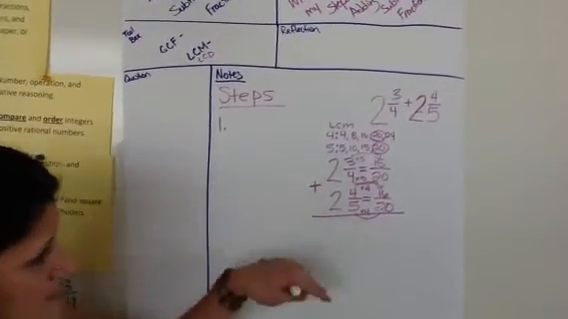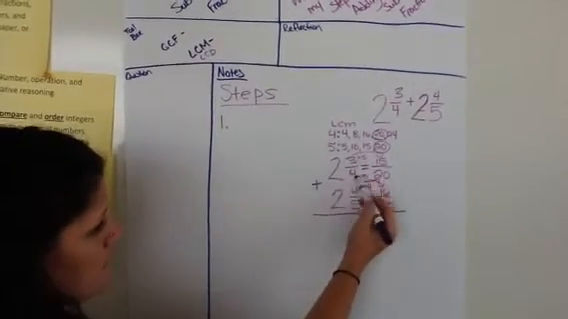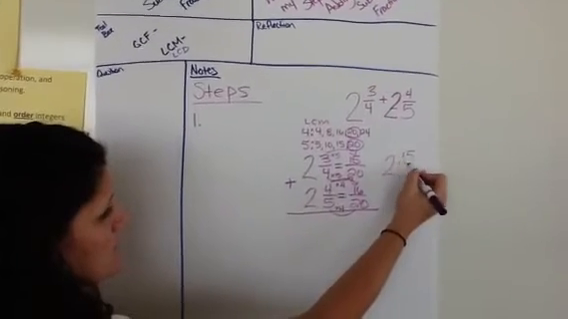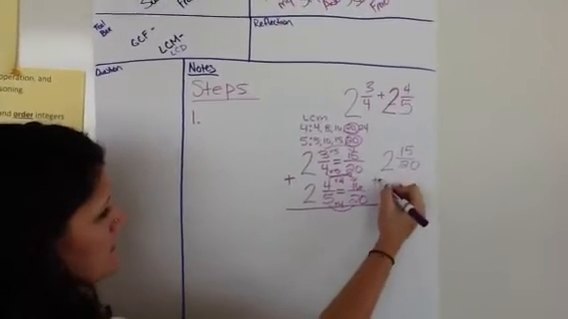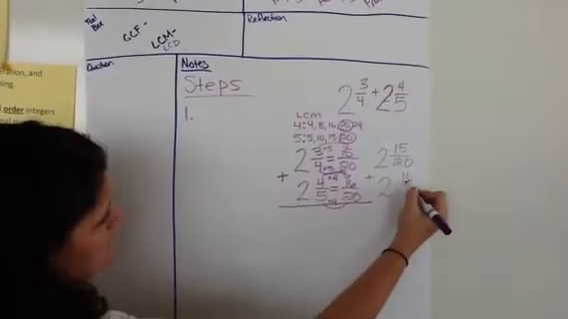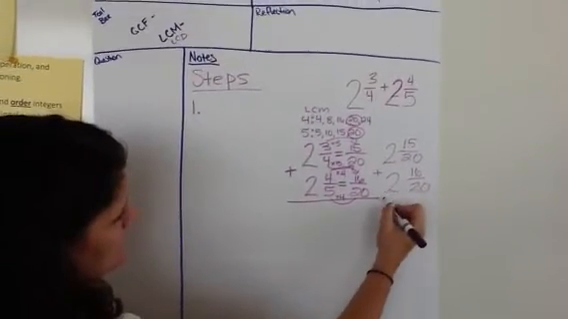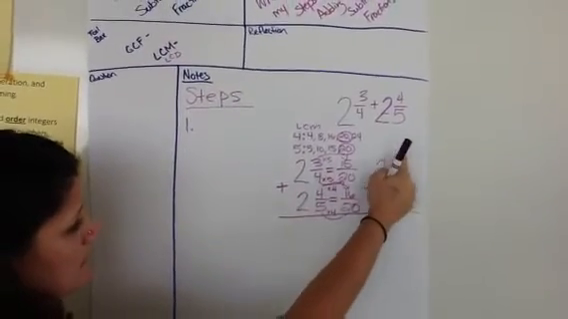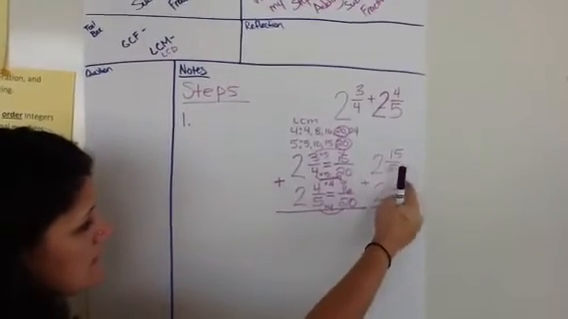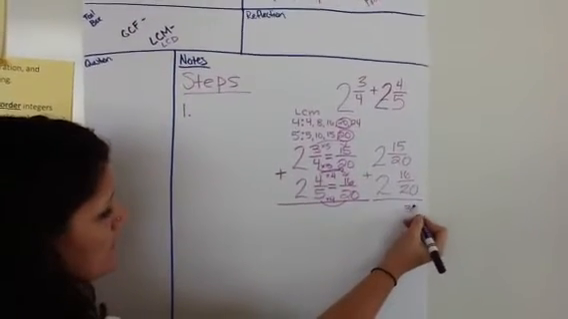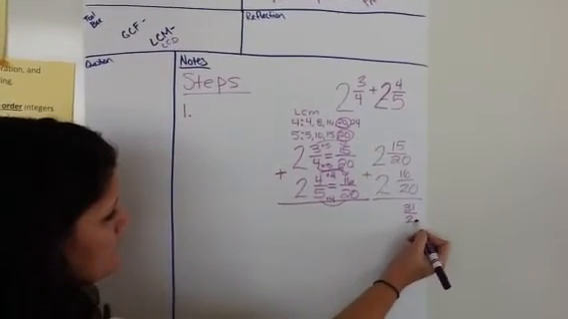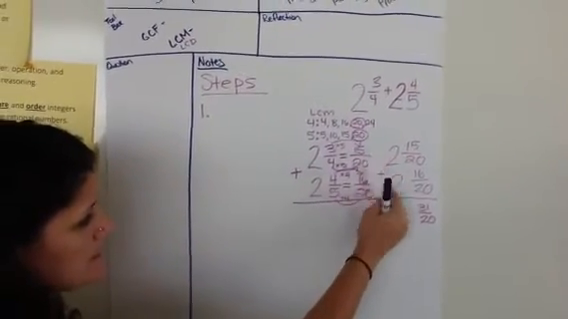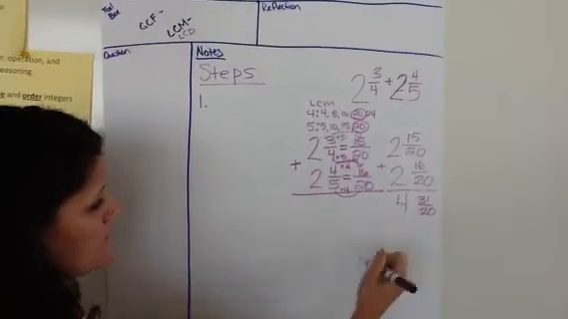So you can rewrite it to make it look a little bit cleaner and just get rid of this part here. So that would be 2 and 15/20 plus 2 and 16/20. Now, since my bottom number is the same, I can add the top numbers together. So that's 15 plus 16 is 31 over 20. And I can add my whole numbers together. 2 plus 2 is 4.